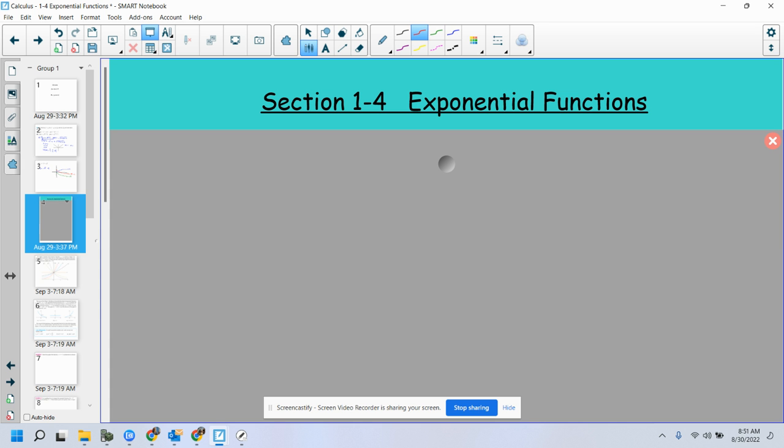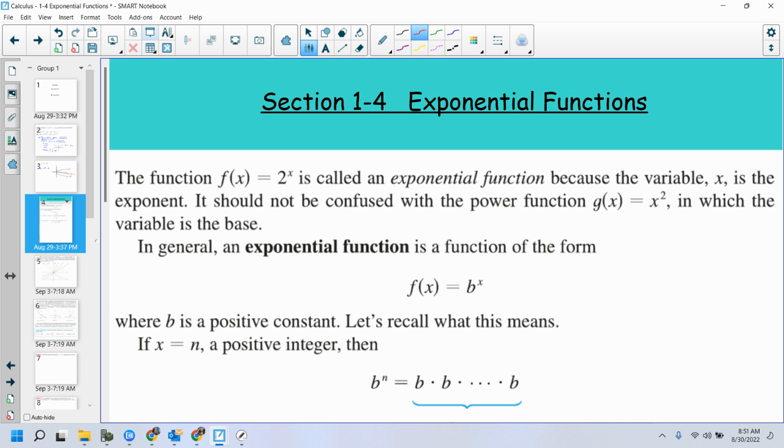There we go. So section 1.4, exponential functions. We're going to spend two sections, section 1.4 and 1.5. Section 1.4 is going to be on exponential functions, and section 1.5 is going to be on logarithmic functions. So kind of taking a little bit more in-depth look at exponentials and logarithmics.